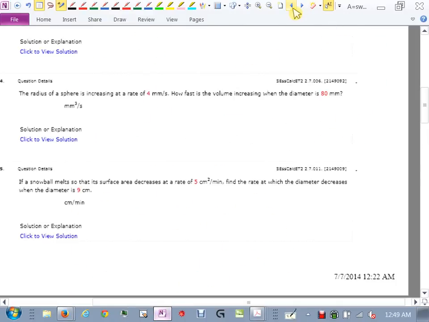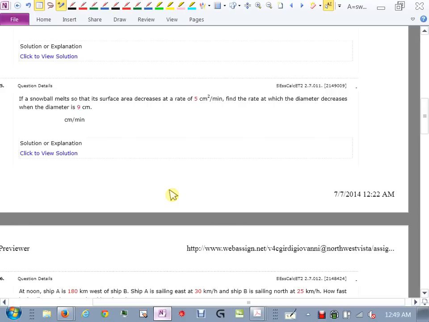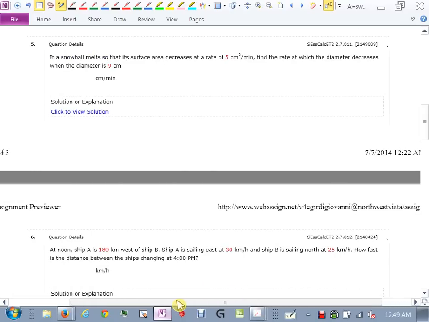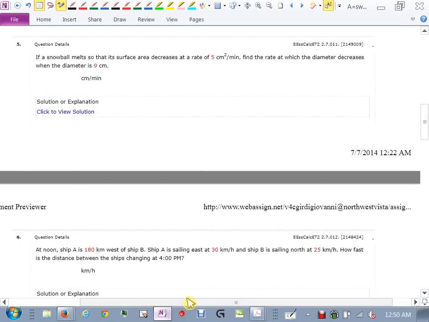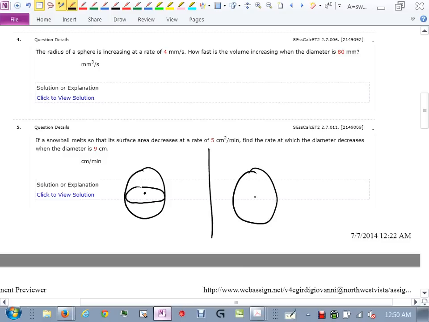I know this is a long assignment. So, snowball. That is going to take some working on. Let me just help you set this one up. I'll try and do it quickly. Two pictures here. Snowball melts. A snowball is a sphere. Okay, we're back to another sphere. There's my snowball. There's my snowball.